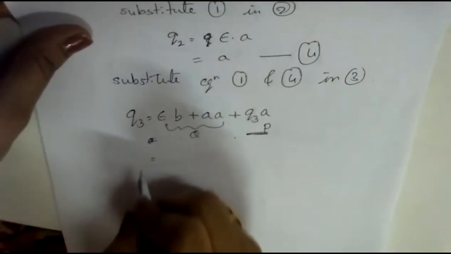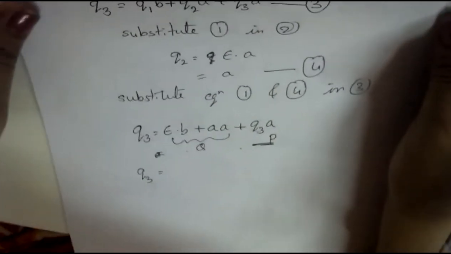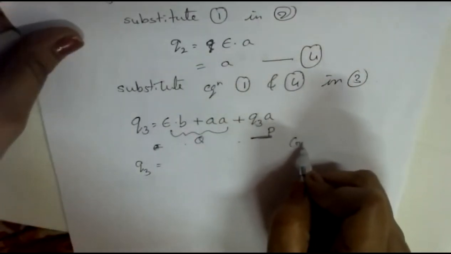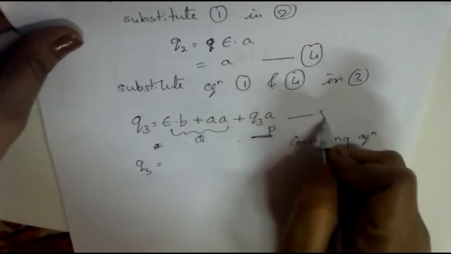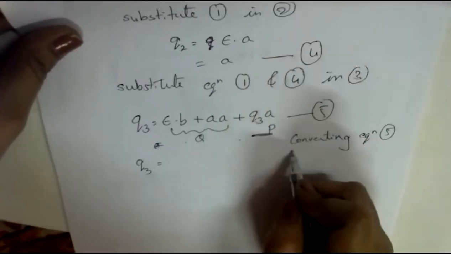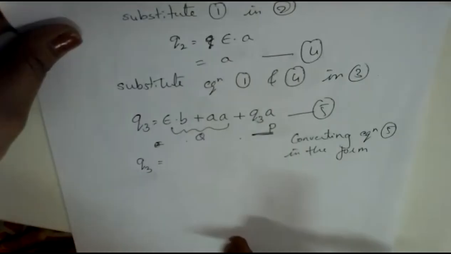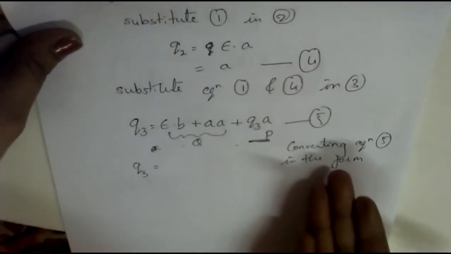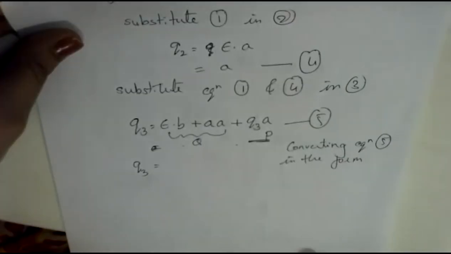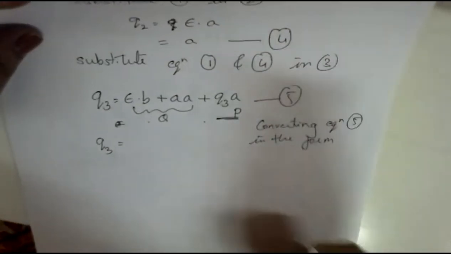So what will be my Q3 now? Converting equation 5 in the form. You have to write all this for 10 marks. If you do this much, you will get 10 marks. So you have to write what you have substituted and what you are doing. Everything has to be written in detail, otherwise it will become a two-line answer. So you have to show everything in detail.